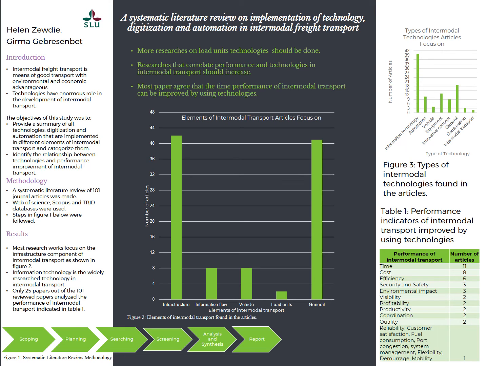And the last result was about the performance aspects of the papers. And it was found that only 25 papers were dealing with the performance of intermodal transport in relation to the technologies that they use. And table 1 here shows the performance of intermodal transport that the papers were discussing, and the number of articles that talked about these performances is also indicated in the table there.